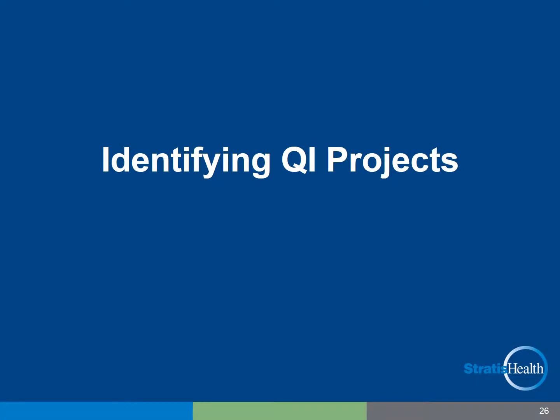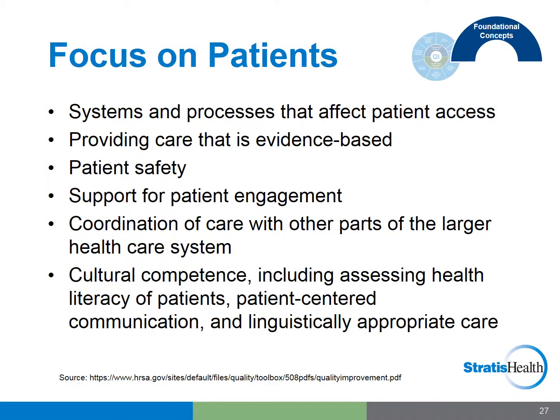Identifying quality improvement projects. As we learned in the previous section, we can't tackle the big picture systems without breaking down our work into manageable QI projects that address the processes that make up our systems.